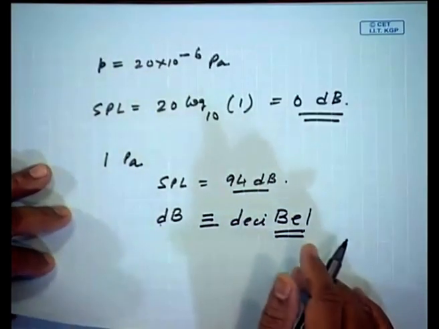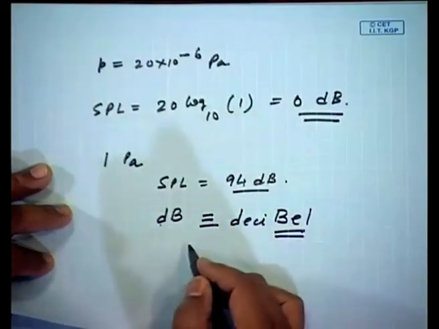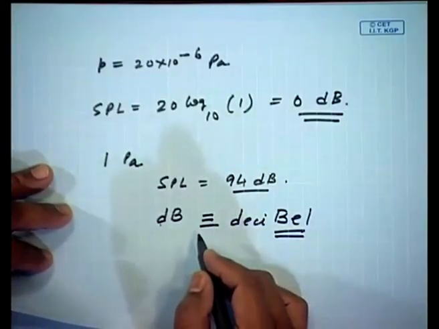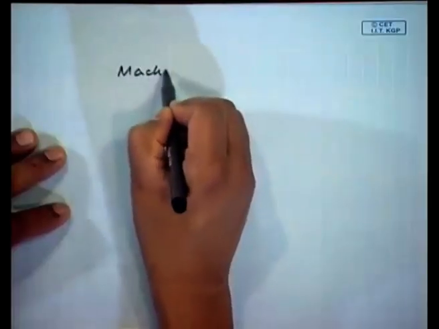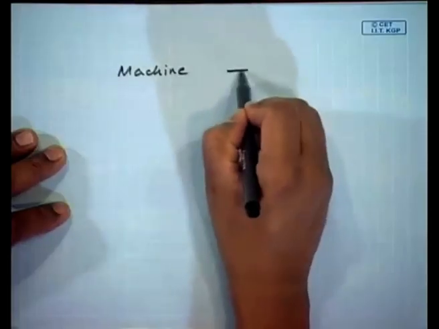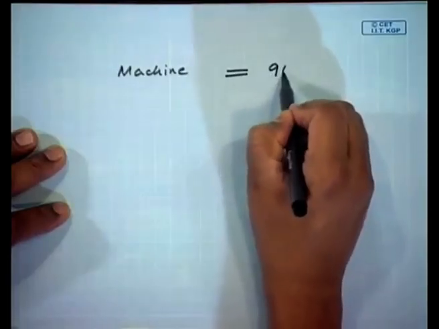Now, another important characteristic which you will see when we have this log scale is that a lot of properties of logarithmic addition, subtraction, etc., will apply here. For example, suppose I have a machine A which is making a sound pressure level of 90 decibel.